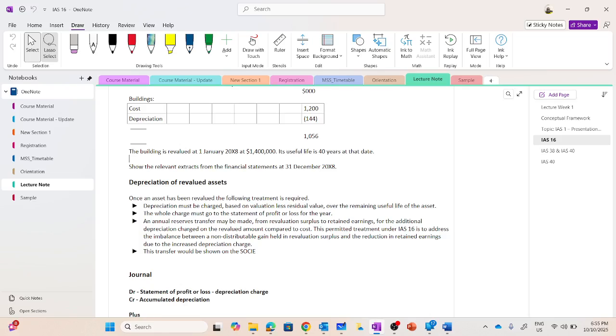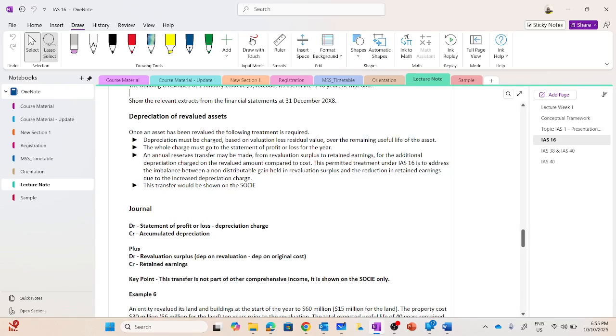So now, the excess depreciation, we are going to show that transfer within the statement of changes in equity. We are not going to show it under the statement of profit or loss, and we are not going to show it under OCI. We are going to show it under the statement of changes in equity. Now for the excess depreciation, this is the journal we are going to use to account for it.